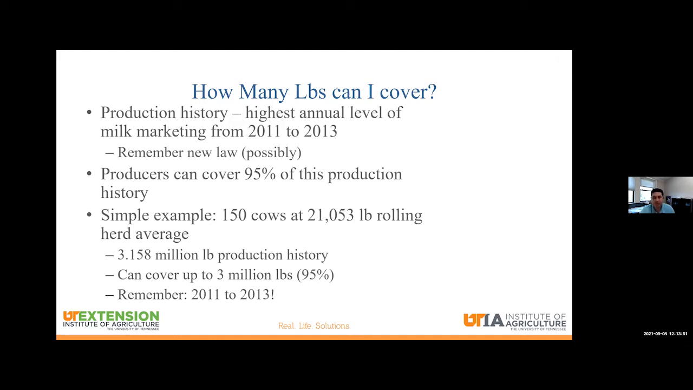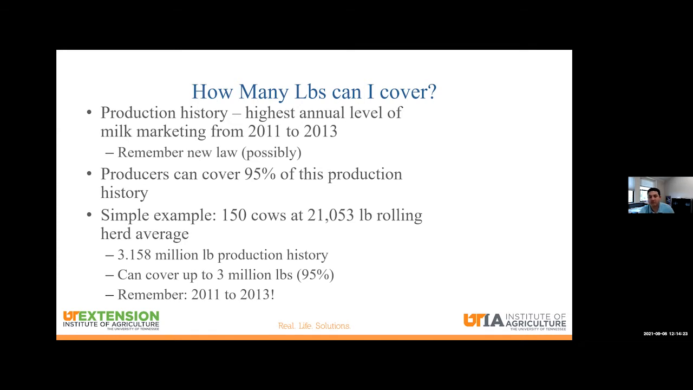A simple example: if we had 150 cows and a rolling herd average of 21,000 pounds, 150 times 21,053 gives us 3.58 million pounds of production history. And we say, hey, that's our highest, let's grab that one. And we can cover up to 3 million pounds. Why is 3 million pounds used? Remember, we can cover up to 95% of the production history. So I say, well, let's just cover it all. So we can cover 3 million pounds. That's the amount of pounds that someone could cover, for an example.